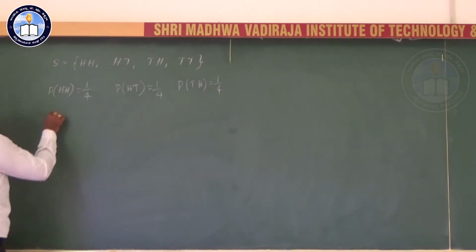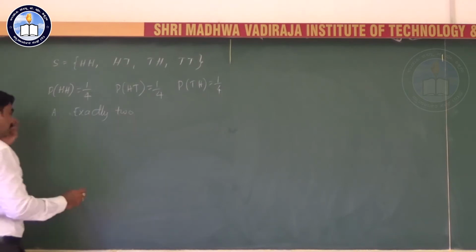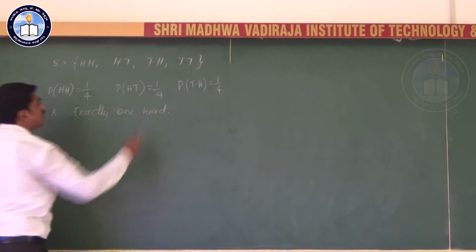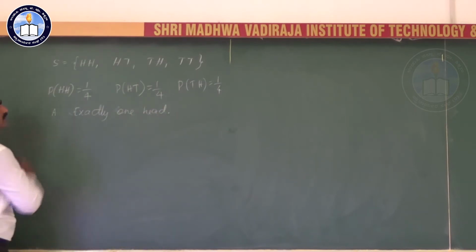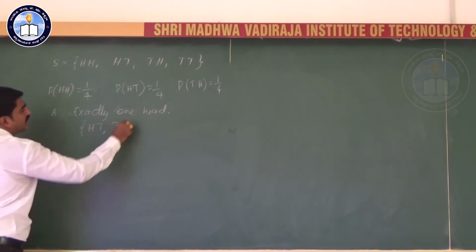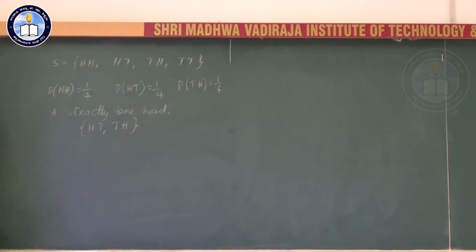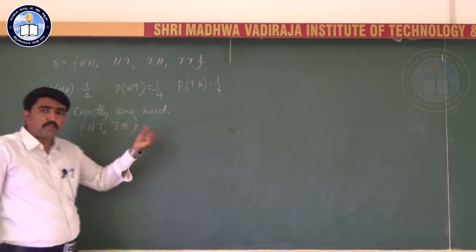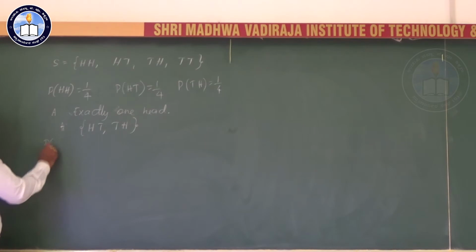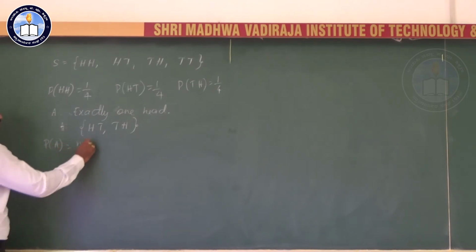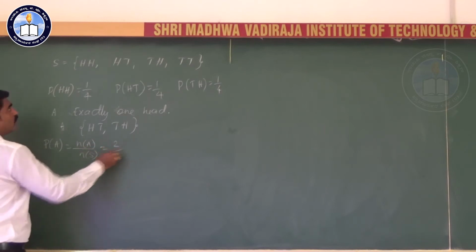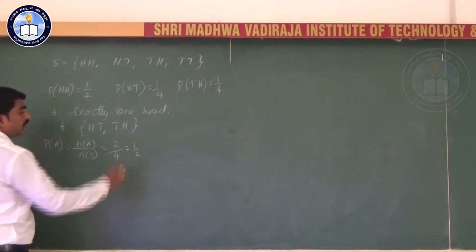So let me consider an event, exactly 1 head. If I consider this event, what are the outcomes in this? That is exactly 1 head, nothing but HT and TH. Correct? So if you want to find the probability of this event A, earlier I told you that the probability of A is equal to n of A by n of S, right? So that is 2 out of 4, that is 1 by 2, right?